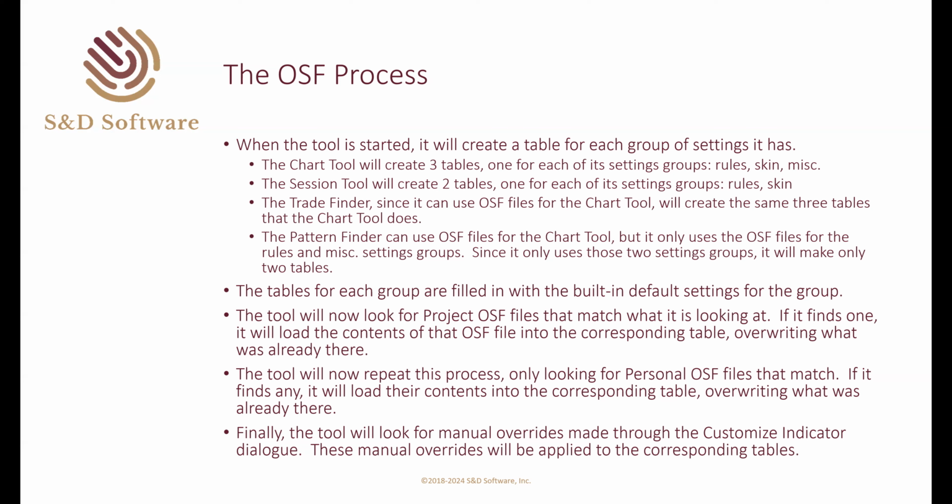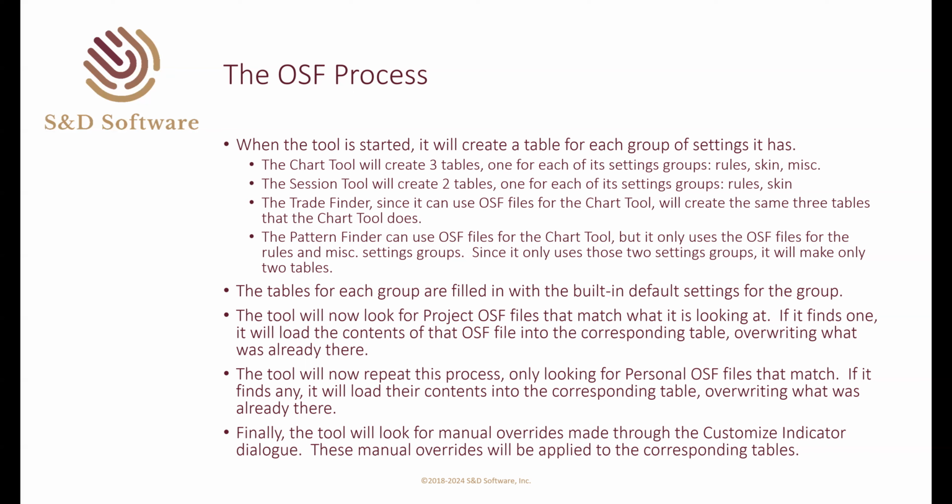The chart tool, when it starts up, internally is going to create 3 tables, one table for each of the settings groups. So there's going to be a table for the rules group, a table for the skins group, and a table for the miscellaneous group. These tables are where the settings are going to be stored for that group. We already mentioned that the session tool doesn't have a miscellaneous settings group, so it just needs to create 2 tables, one for its rules group and one for its skins group.